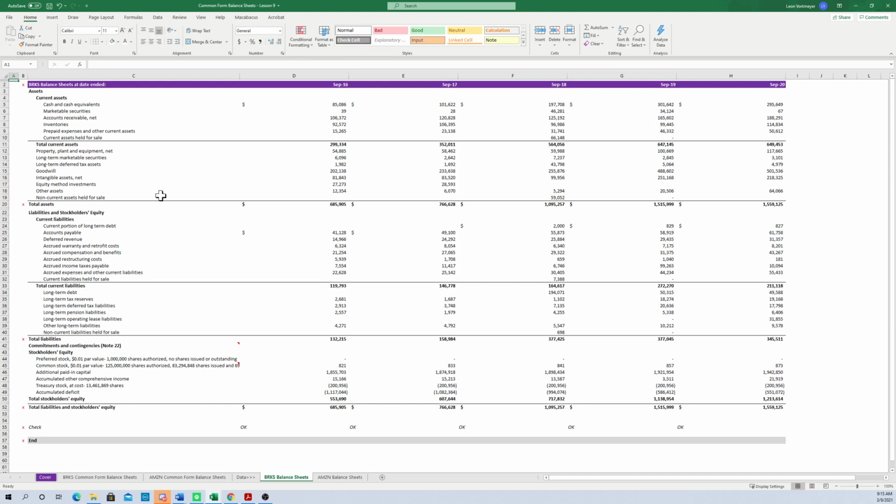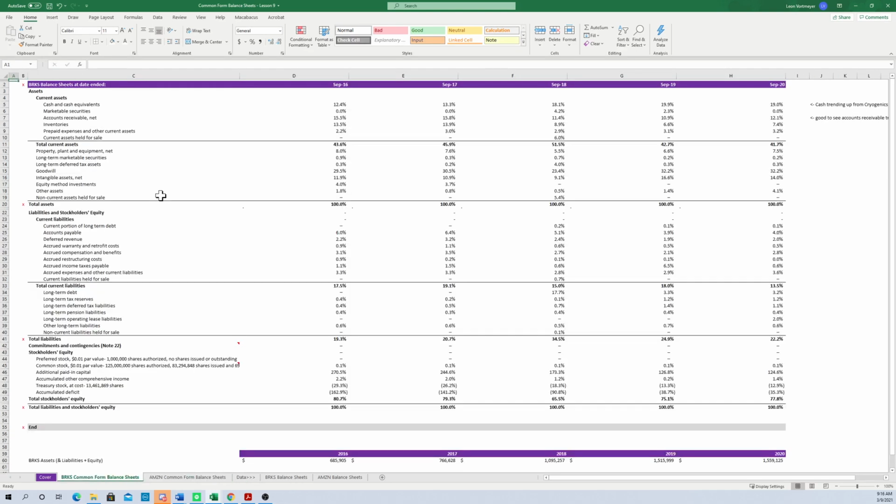And so we'll run through building the balance sheet for Brooks Automation. We'll do a quick analysis of those common form balance sheets. What are the high level and most important pieces that we can analyze and pull from that balance sheet? And then we'll let you do the same for Amazon.